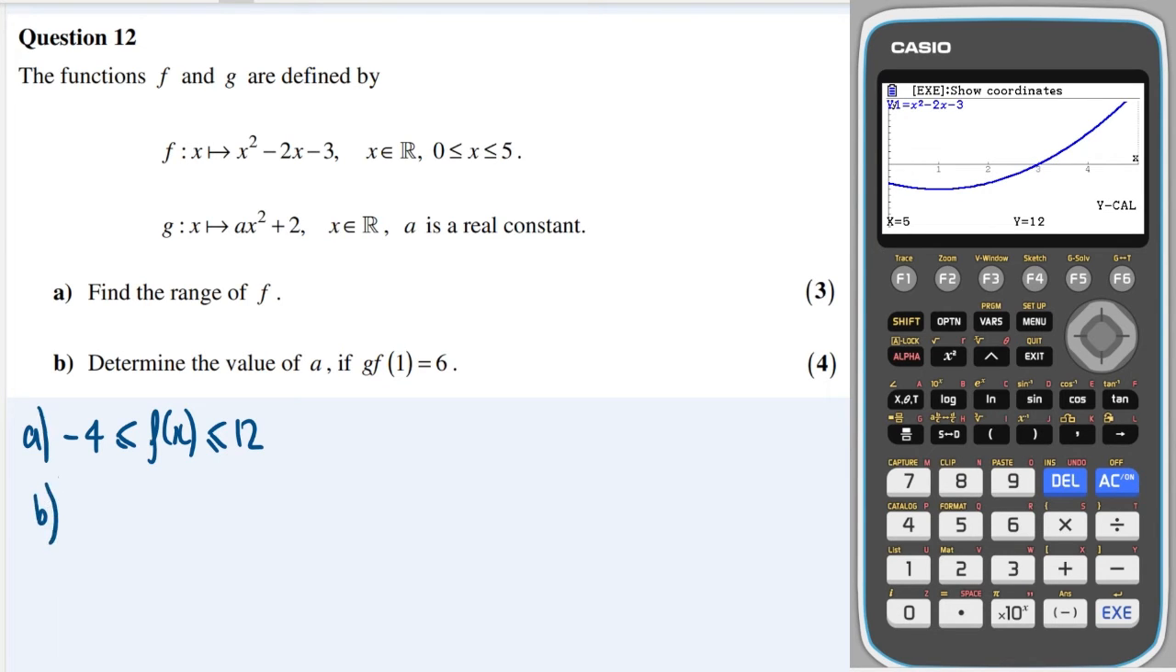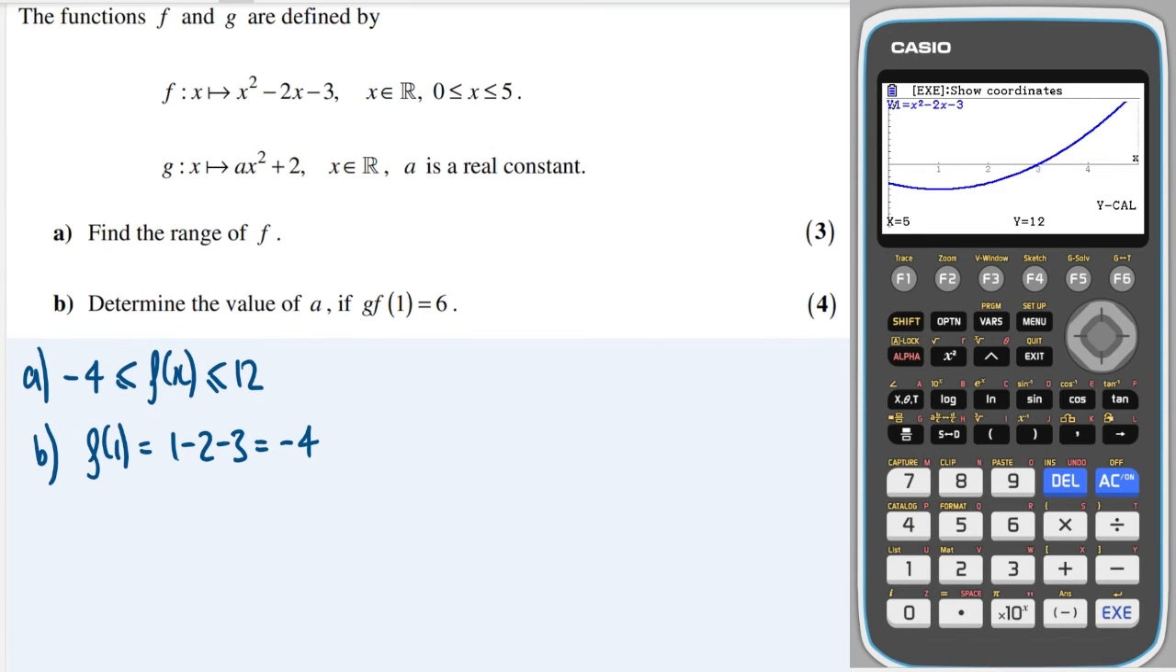Okay, great. Part B, determine the value of a if g of f of 1 is equal to 6. Okay, first off, let's find f of 1. So put 1 into f. That gives me 1 minus 2 minus 3, which is the same as minus 4.